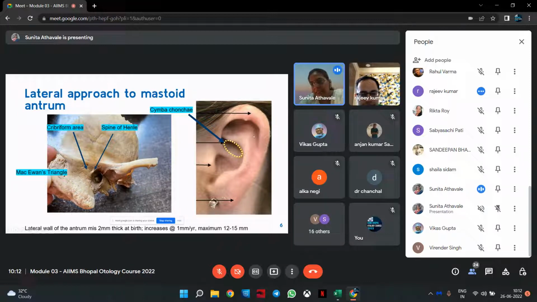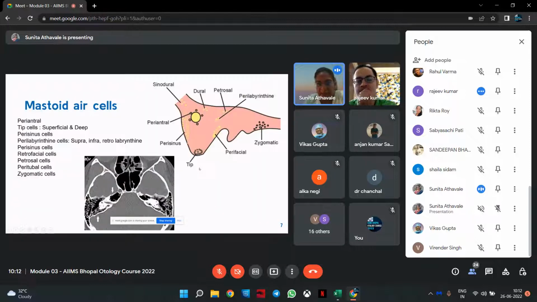Now here is the external ear. You are all well aware of the anatomy of the external ear. This is the scaphoid fossa, this is the triangular fossa, and just below the triangular fossa, this is the spina helicis, or the cymba conchae. If we go from the concha, which is leading to the external auditory canal, just above that is the cymba conchae, and through it we can enter through McEwen's triangle into the mastoid antrum.